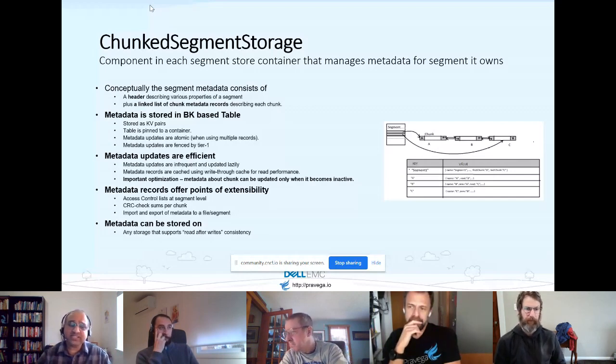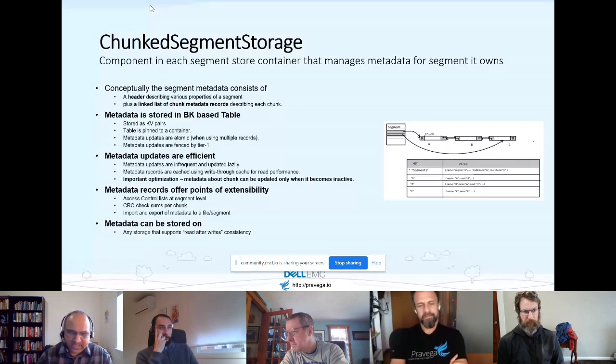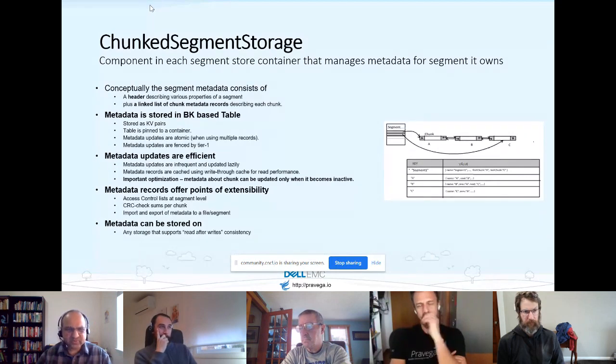The metadata updates need to be efficient. They need to be infrequent. As far as possible, they need to be lazily written. They need to be cached extensively, so we are using a write-through cache for read performance. Like I explained before, the metadata records offer a point of extensibility. We can have access control lists. We can have CRC-based checksums and whatnot.